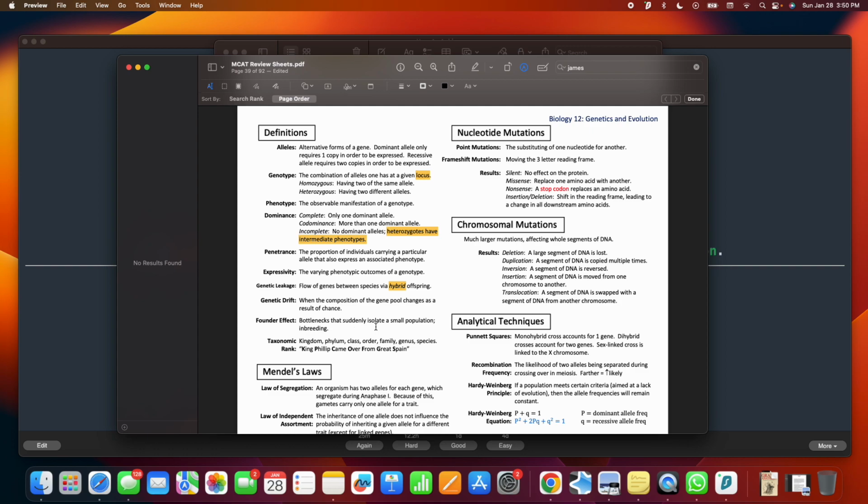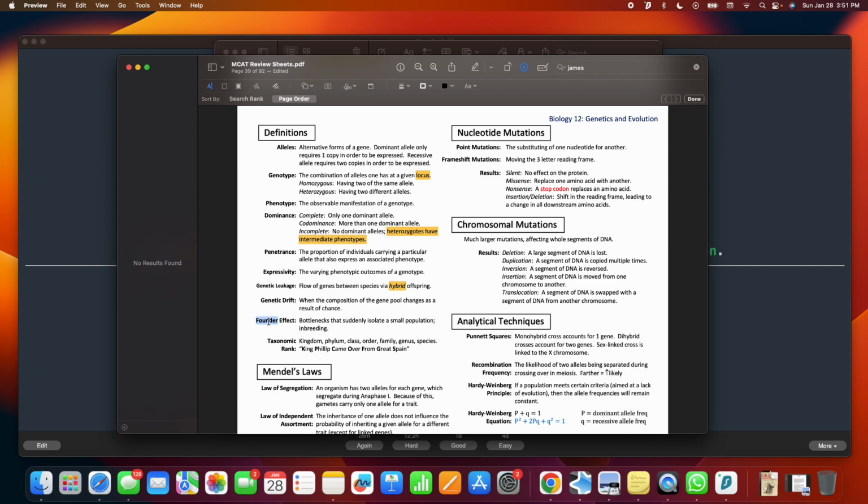So you can suddenly isolate a small population, and this is called inbreeding. A specific breed of the animals, for example, birds. So only white hawks will be breeding with each other, and then that's when you get the founder effect.